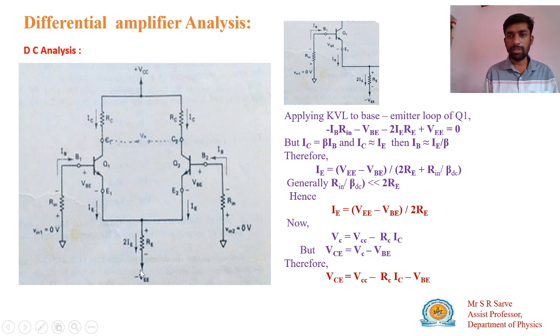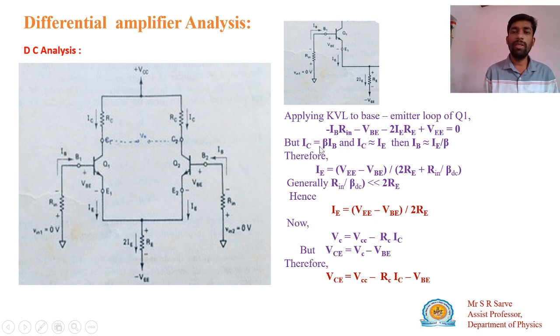Now we'll move to this terminal VEE. So here the potential is minus. If you move from minus to plus, then there is an increase in potential. That's why we've taken it as a plus. Plus VEE is equal to 0. So this is Kirchhoff's voltage law. By using KVL for this loop, we'll get this equation.